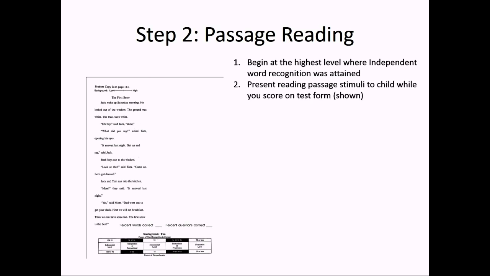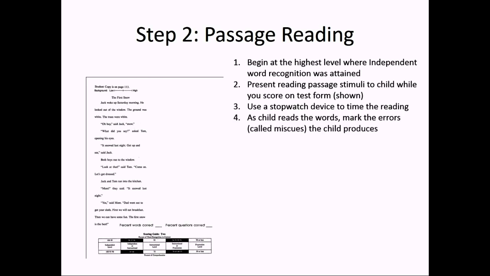The child's reading from a book, and you're scoring on this form. You're going to use a stopwatch device, like the one on your phone, just like you do for the GORT, to keep track of the time it takes to read the passage. And you're going to be marking the miscues. You're going to score the words on the form, and then later you'll complete a miscue analysis just like you did for the GORT. And you're going to total the correct number of words.